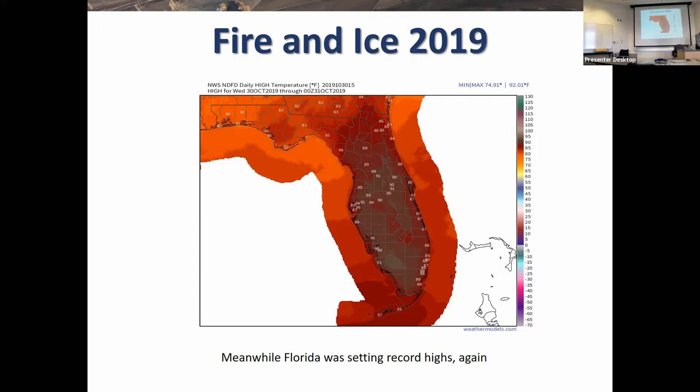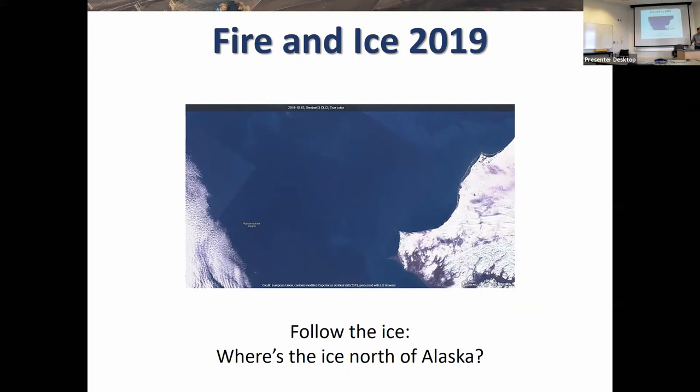Now, this relates to everywhere in the world when it comes to climate change, including us here. I call it follow the ice. So instead of follow the money, this is follow the ice. Where is the ice north of Alaska? This is the Chukchi Sea, north of Alaska. It's supposed to be snow covered at this point. It is dark blue. There's no ice.